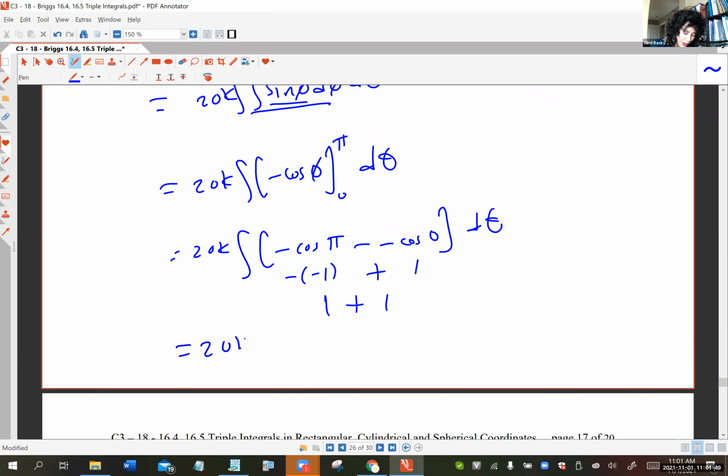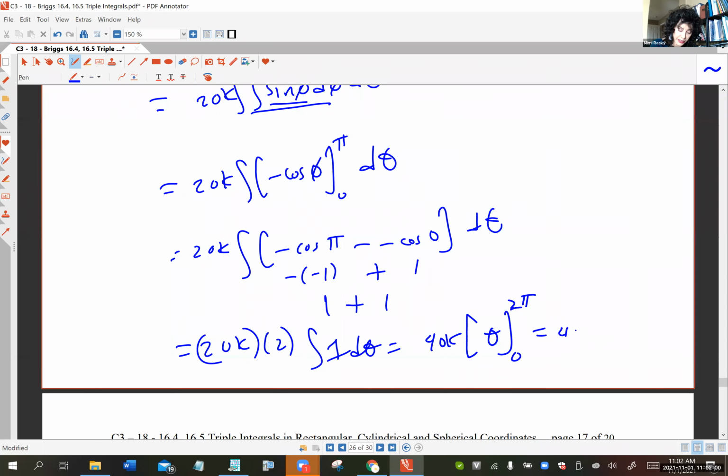And so if you pull your 2 out in front, you're now going to integrate 1 with respect to theta. You've got a 40k here. You're going to get theta going between 0 and 2 pi. So what's 40k times 2 pi? I get final answer 80 pi k. k is just a constant of proportionality for that density function. So the mass is 80 pi k. Woo! That was nuts.